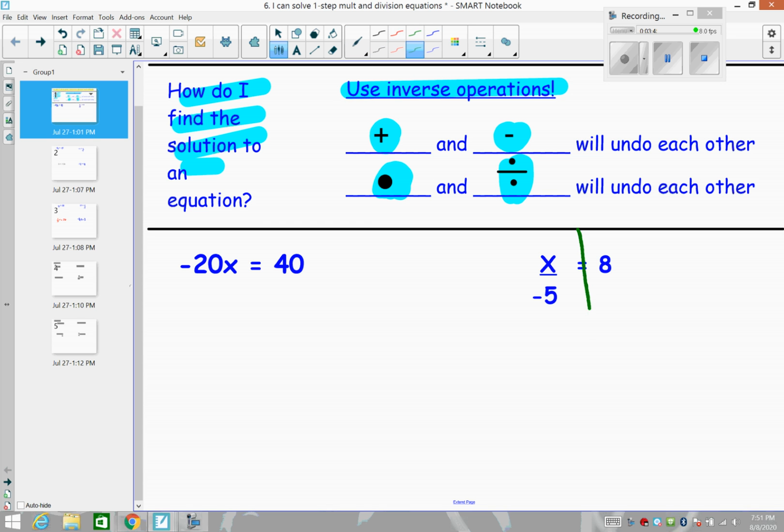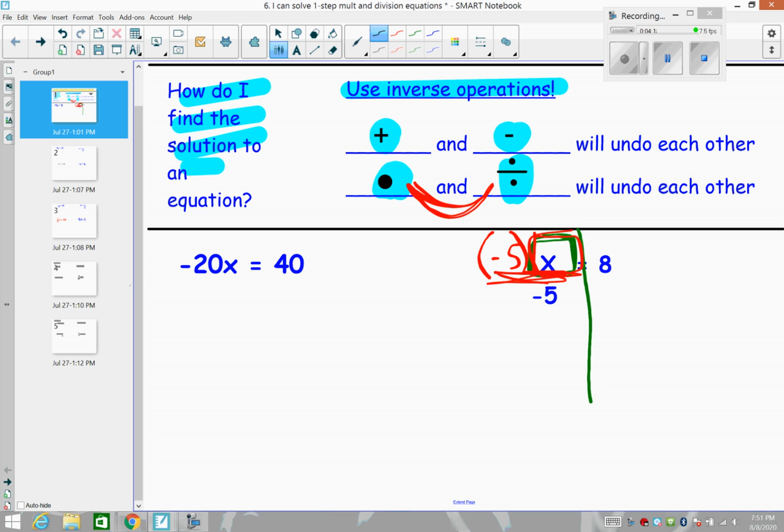Next problem, we're going to build our fence, build our house. Now this time we have a division sign. So to solve this problem, we have to undo because multiplication and division are inverses. Now this is a really picky one. I'm really picky about this. We need to get rid of this -5. So what we're going to do is we're going to multiply nice and high by the -5. That leaves the x alone in the house.